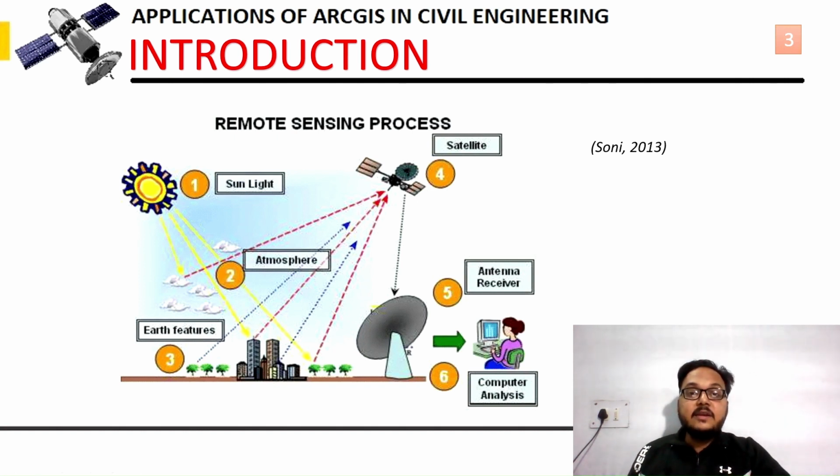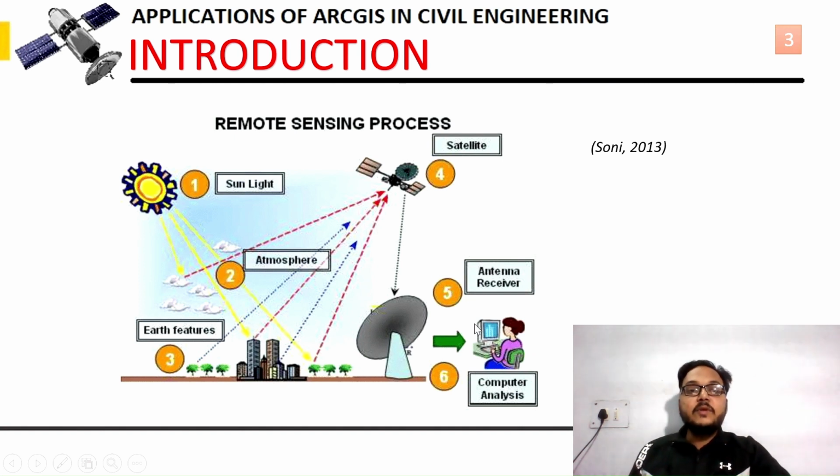This reflected energy is taken up by the satellite, and the satellite then gives it back to the antenna receiver, after which, upon receiving the signals, a computer analysis can be done. Basically the GIS process begins over here, whenever our computer analysis begins.